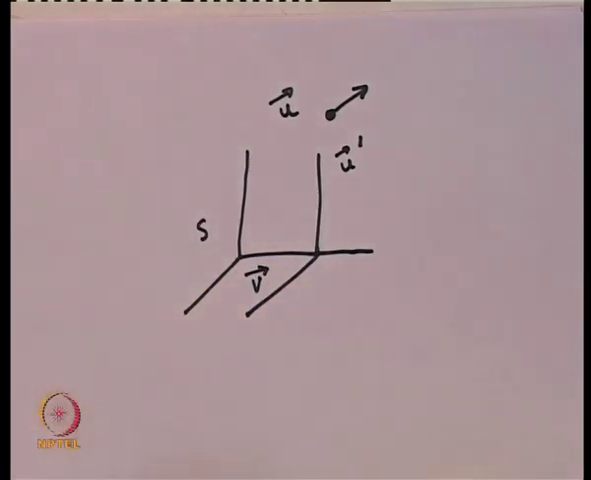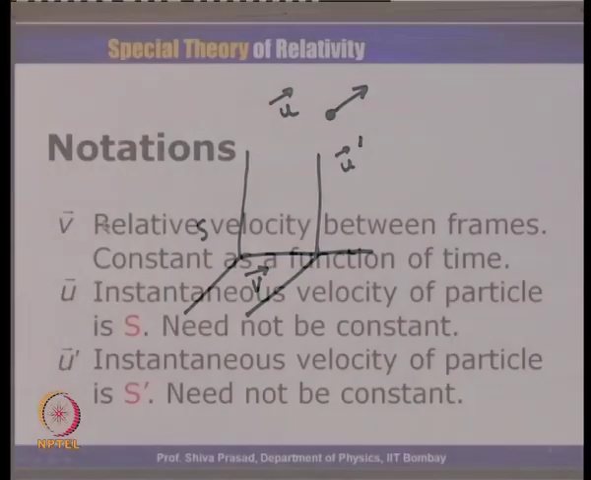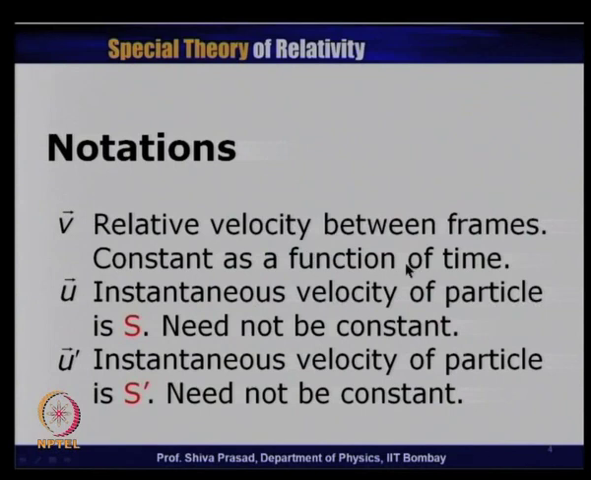So, these are the symbols that we will be using in this lecture or in this series of lectures. Repeating here, v is the relative velocity between the frames, which is constant as a function of time. u is the instantaneous velocity of the particle; even if it is accelerated, we can always find an instantaneous velocity, and this need not be constant. While u prime is the instantaneous velocity of the same particle, which is now being observed in S prime frame of reference, and this need not be constant.